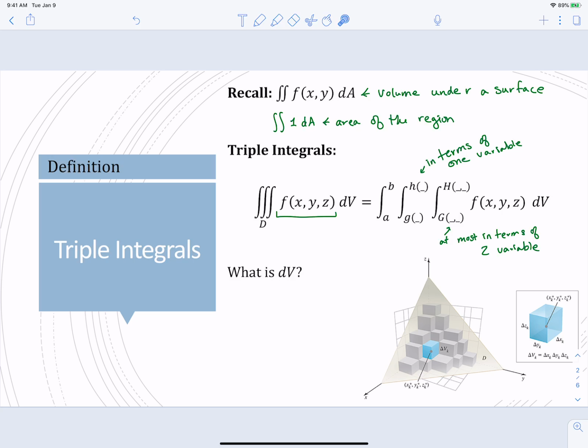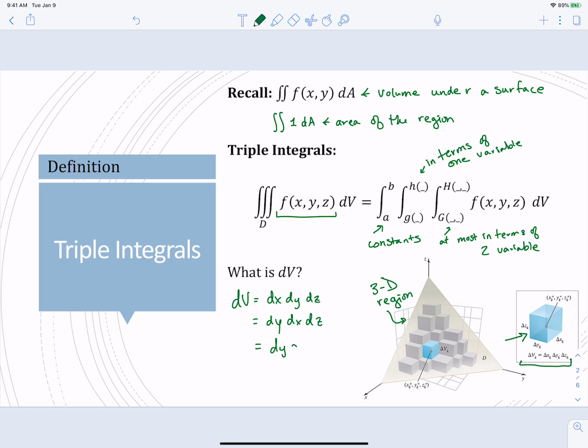So dV is going to be, you can kind of see it down here in the corner, our change in volume, how each of those cubes changes. It's going to be the change in the length times the change in the width times the change in the height. So this is going to be dx, dy, dz. Now we can write these in different orders, and there are several different orders.